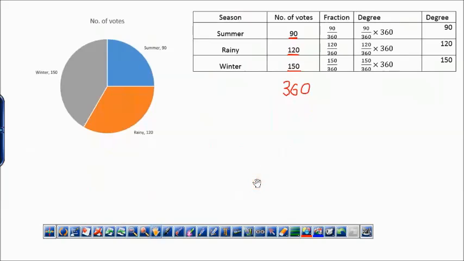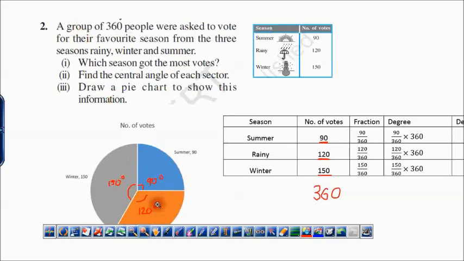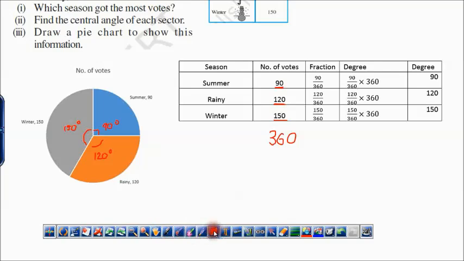सिर्फ एक एक्स्ट्रा चीज़ लिखनी है जो कंप्यूटराइज्ड पाई चार्ट में नहीं है. डिग्री 90 डिग्री समर, 150 डिग्री विंटर एंड 120 डिग्री रेनी. ध्यान रखना कोई क्वेश्चन आंसर. हाँ क्वेश्चन आंसर है. विच क्वेश्चन नंबर 1, विच सीजन गॉट द मोस्ट वोट्स. क्या फालतू क्वेश्चन है. कौन सी सीजन को सबसे ज़्यादा वोट्स मिले. 150 विंटर. फाइंड द सेंट्रल एंगल ऑफ ईच सेक्टर. ये क्या है. यही तो है. एंड ड्रॉ अ पाई चार्ट. ये रहा.